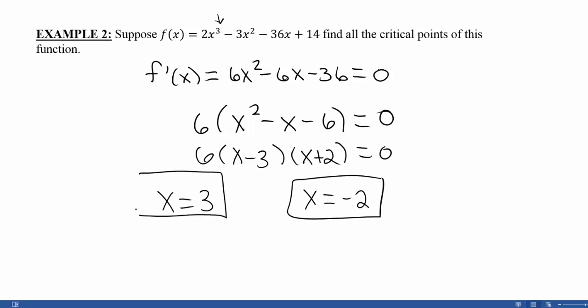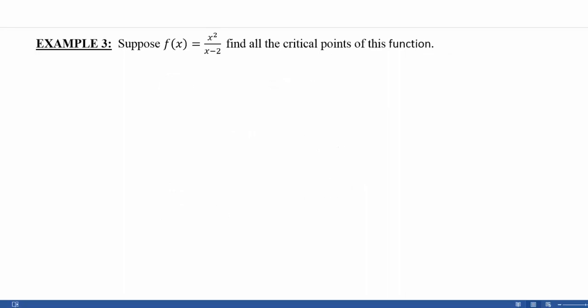So this function has two critical points, or two places where we're going to have horizontal tangent lines. One at x equals 3, and one at x equals negative 2. You should feel comfortable factoring and finding roots of quadratic equations, as this is something that we are going to continue to do throughout this course. Let's look at another example.